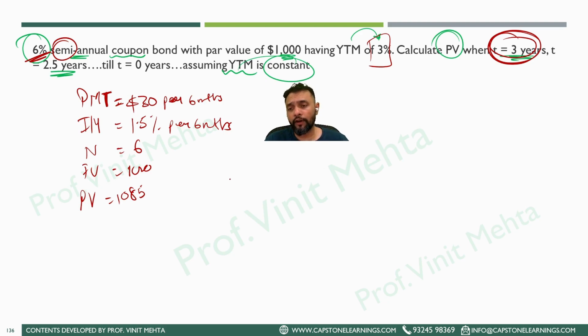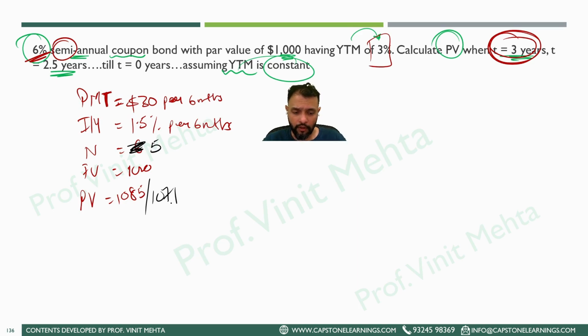Now you also have to find the present value of the bond if, let's say, not 3 years but 2.5 years are left. Can I say the N becomes 5 over here? And then you calculate the present value again. Of course the answer will be a little different, but the answer will be less than 1085. Can you tell me what the answer is? 1071.74.